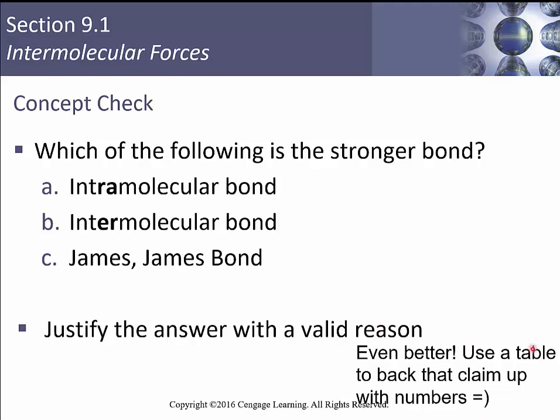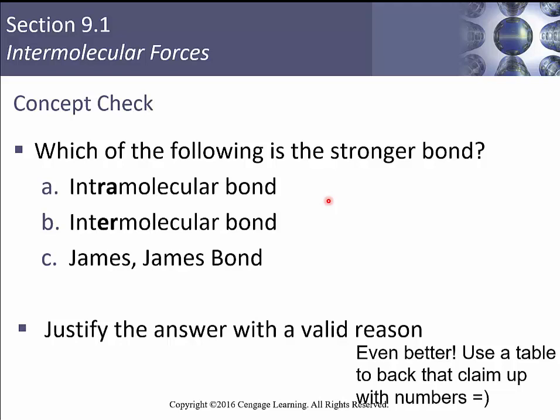Even better, use a table. Back that claim up with numbers. That's what makes us scientists. We're going to make some observations, we'll put a number on it. So you can find a table of bond strengths. You would have done that at the end of Gen Chem 2 when you were looking at bond dissociation energies.